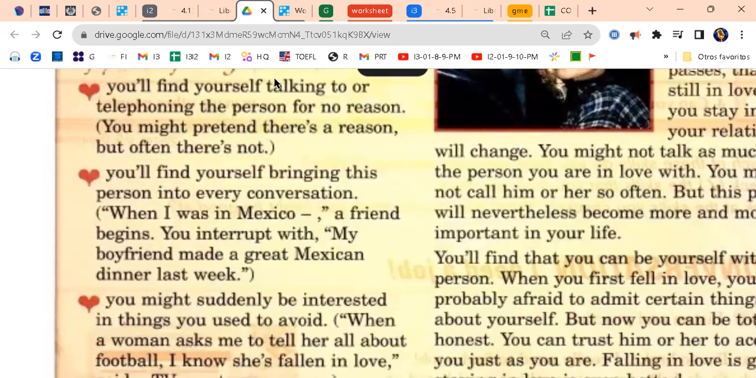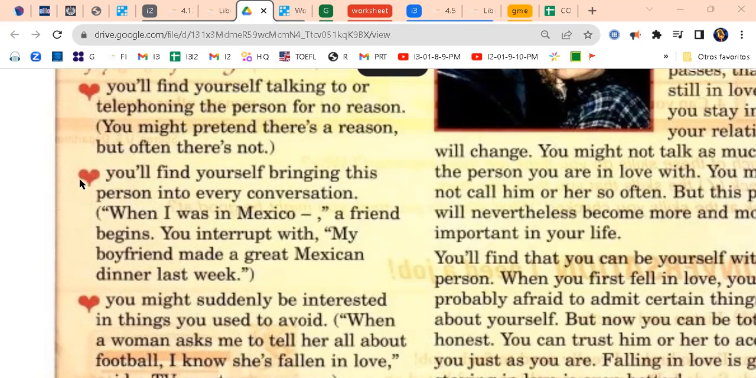Let's see, second paragraph. Maybe, let me see, Irma, help us with the second paragraph. You'll find yourself bringing this person into every conversation. When I was in Mexico, a friend begins, you interrupt with my boyfriend made a great Mexican dinner last week.